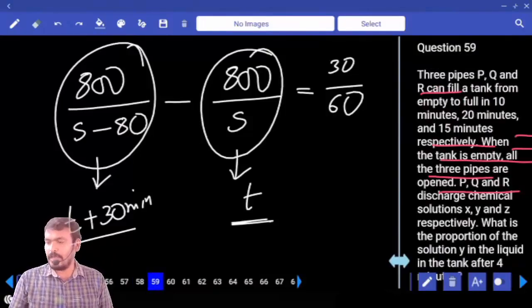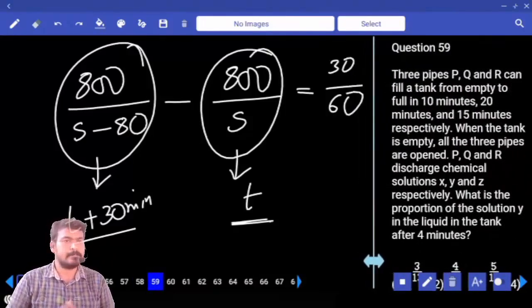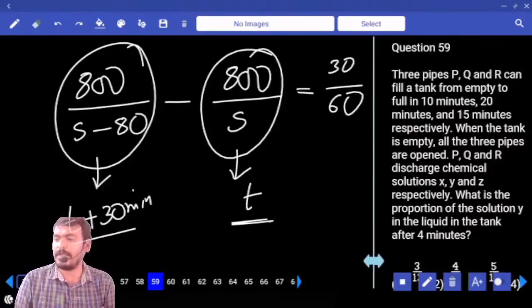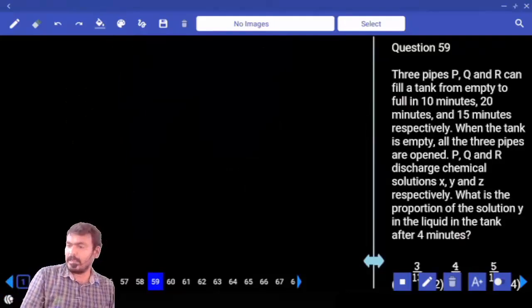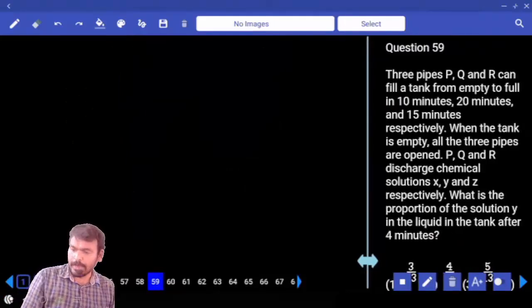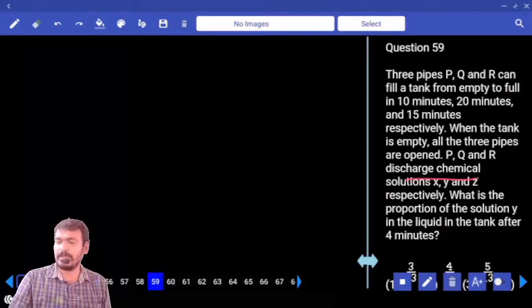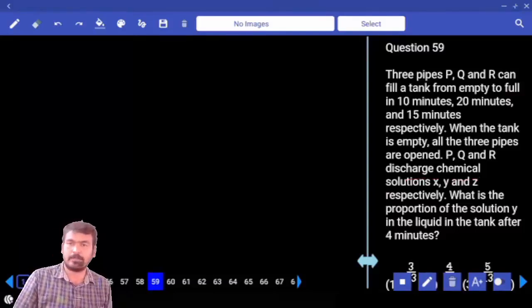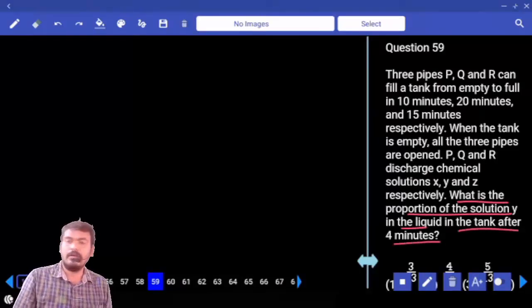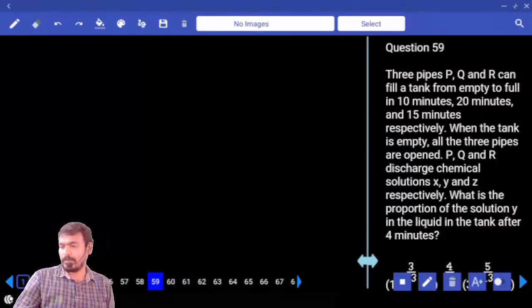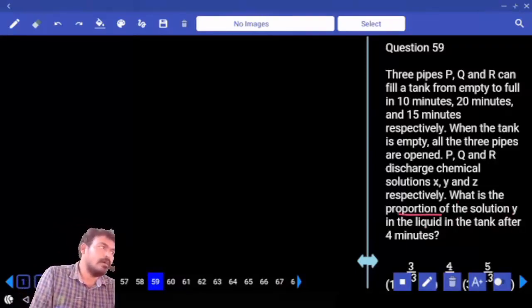Next, question number 59. 3 pipes P, Q, R can fill a tank from empty to full in 10 minutes, 20 minutes and 15 minutes respectively. When the tank is empty, all the 3 pipes are open. P, Q, R discharge chemical solutions X, Y, Z respectively. What is the proportion of the solution Y in the liquid in the tank after 4 minutes, or not? Proportion means ratio, or not?